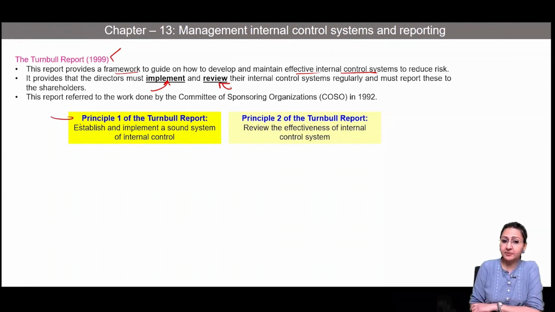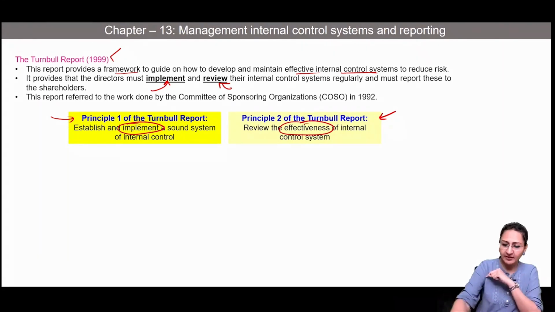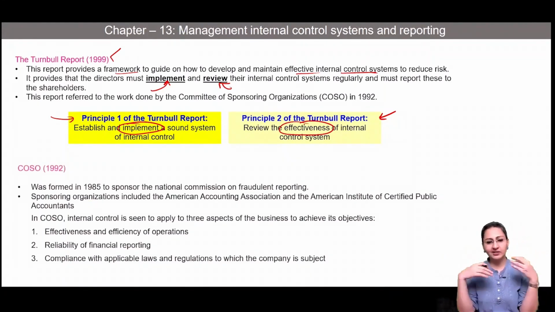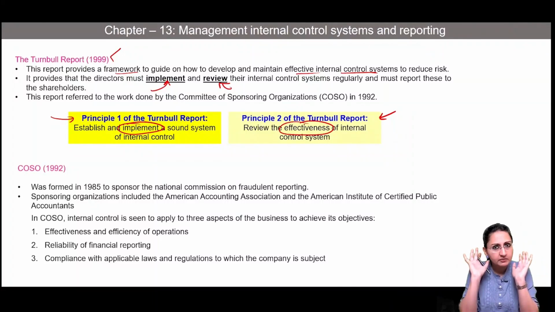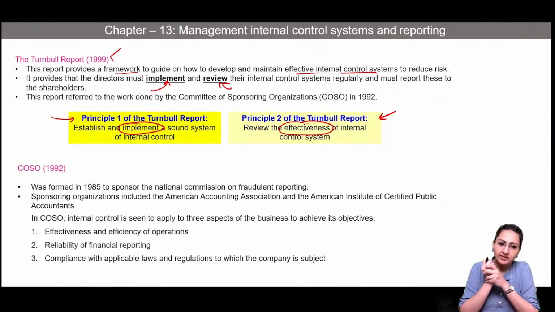That means the first principle was about implementing a sound internal control system. Second principle was talking about the review of effectiveness of internal control system. Keep on reviewing every year. It should not happen that once the sound internal control system is established, then we forget about it. That's not correct practice for maintaining a sound internal control system.